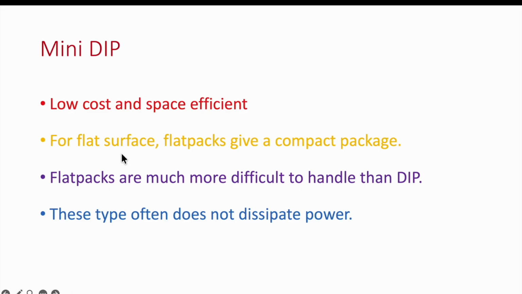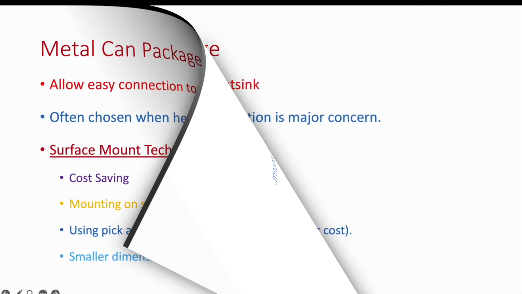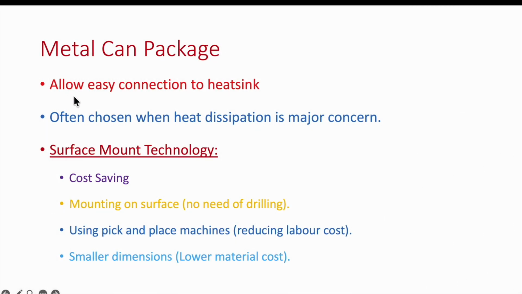For a flat surface, the flat pack gives a compact package. Flat packs are much more difficult to handle than DIPs, and this type often does not dissipate power. Then there is the metal can package, which allows easy connection to a heat sink, often chosen when heat dissipation is a major concern. And the last one is surface mount technology, which is cost saving, mounting on the surface, so there is no need to drill, using pick and place machines, which means reducing the labor cost. Smaller dimensions also mean lower material cost.